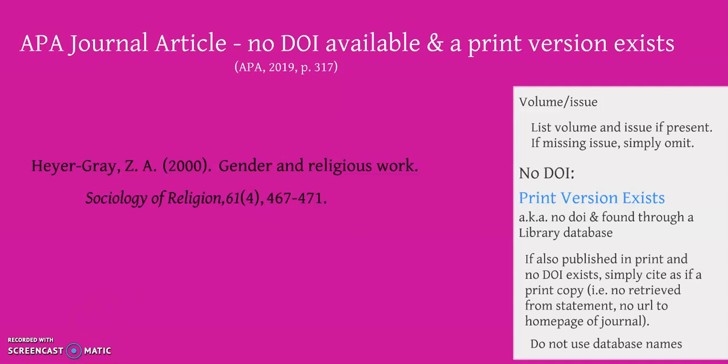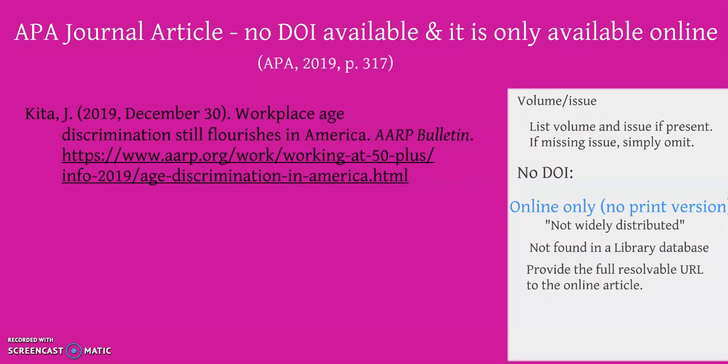The next form of citation we're going to look at is a journal article without a DOI that is found and is published only on the open web, so not ones that are found in library databases. Let's explore that one in a little bit more depth. Sometimes when we're searching for individual articles, we find ones that are published only on the web and are not widely distributed. In other words, they are not found in library databases.